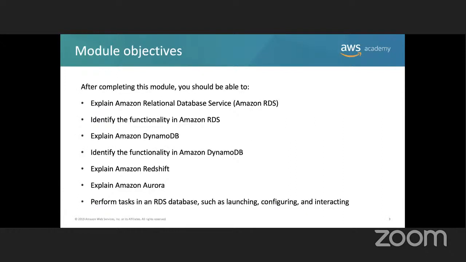So after completing this module, you should be able to explain Amazon Relational Database Service, RDS, identify the functionality in Amazon RDS, explain Amazon DynamoDB, identify the functionality in Amazon DynamoDB, explain Amazon Redshift, explain Amazon Aurora, and perform tasks in an RDS database, such as launching, configuring, and interacting.